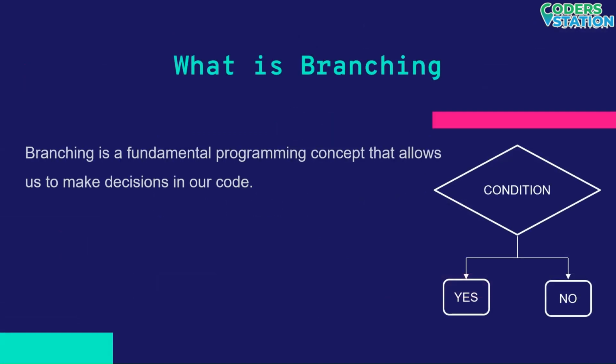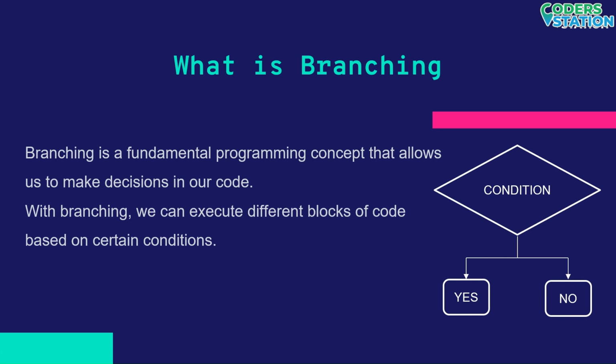So basically, branching is a fundamental programming concept that allows us to make decisions in our code. As the figure on our right hand side shows, you can see a visual representation of branching. Here we have a condition which is further divided into two parts, the yes part or the no part. So if the condition is, if the car color is red, then the yes part will execute if the car's color is red. But if the car's color is not red, then the no part of the program will execute.